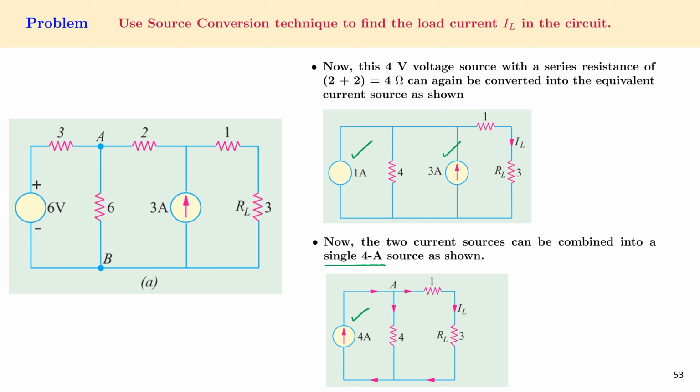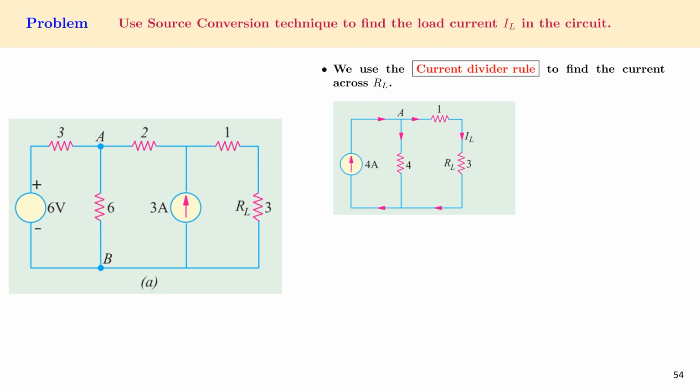So we have simplified the circuit from this to this, and now we have to find out the current that is going to flow across the load resistor RL. For that we can use the current divider rule. Let's see in brief what current divider rule is all about.